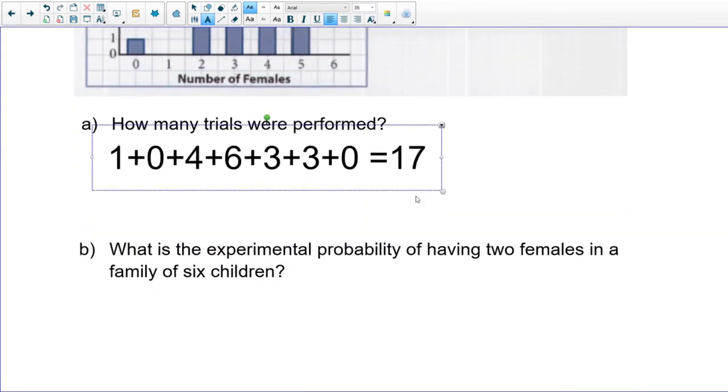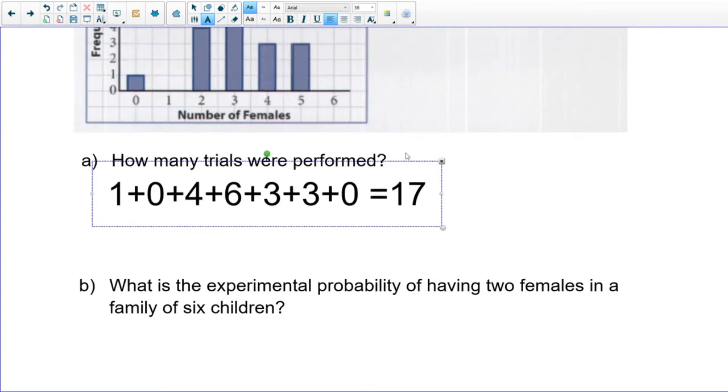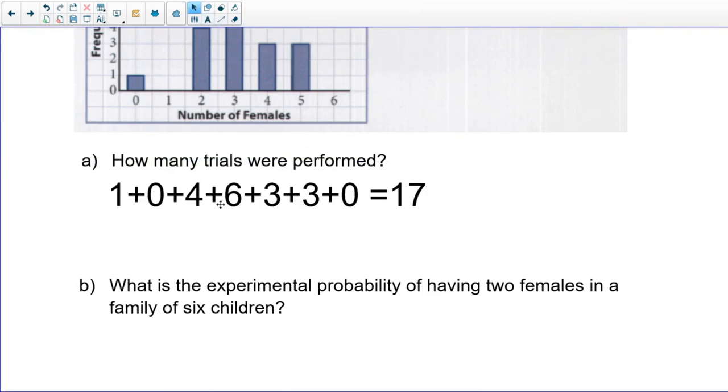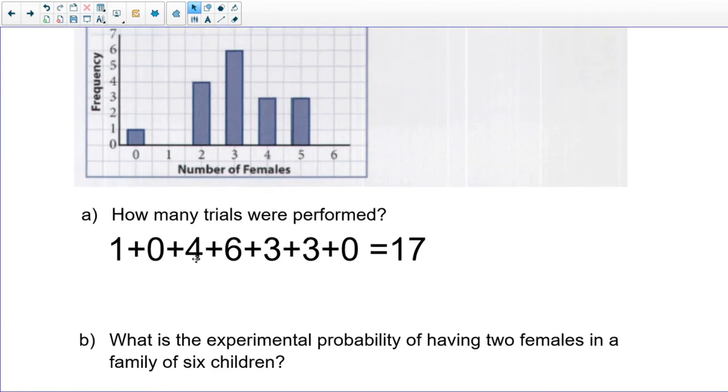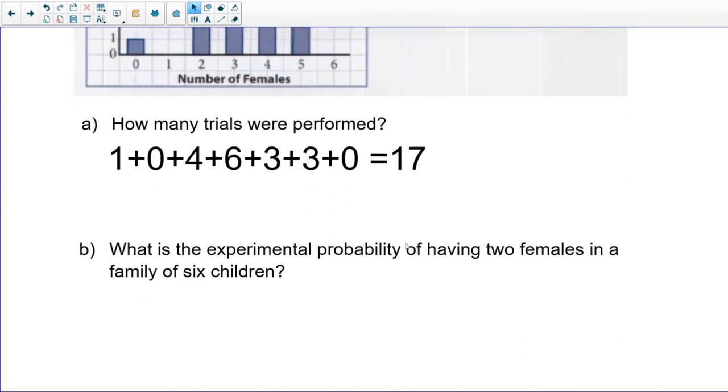What is the experimental probability of having 2 females in a family of 6 children? Well, based on the experimental probability formula, which is number of successes divided by the total, what would be our successes here? Well, having 2 females, the number of females is here. So having 2 females, that happened 4 times. So our number of successes would be 4.